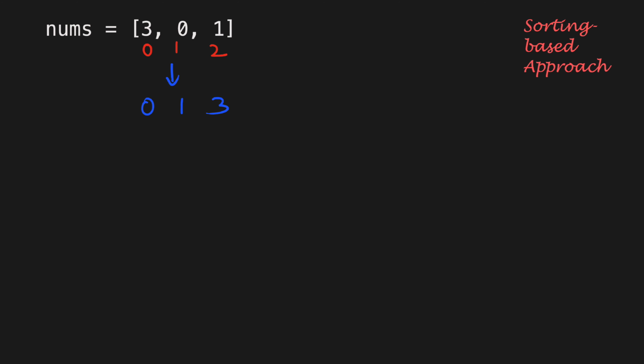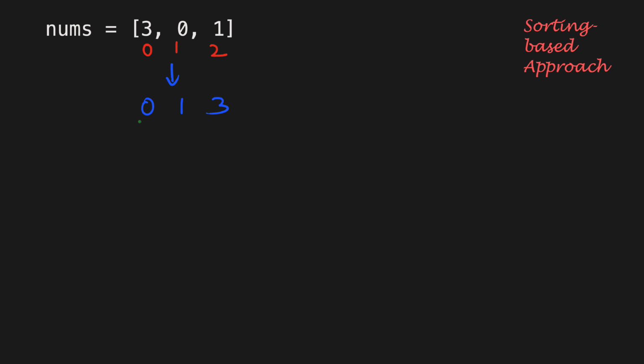Now, the time complexity of this approach is O(n log n), because first we sort the array, that takes O(n log n) time, and then we traverse through the array and match the indices, which takes O(n) time. So the overall time complexity is O(n log n). And the space complexity will be O(1) if we use in-place sorting algorithms like quicksort. And notice that after sorting the array, we are performing a linear search on the array.